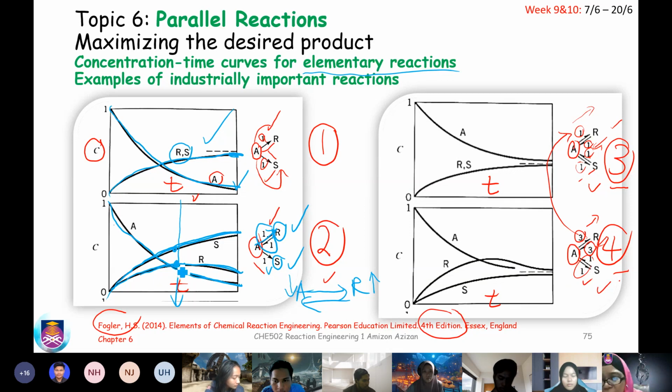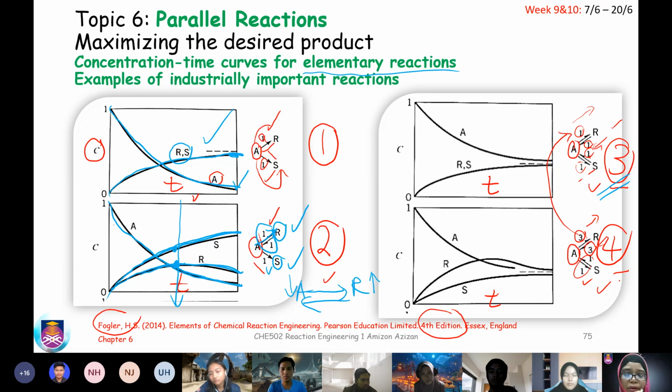But still we know that the concentration of R is lower than the concentration of S because S is being continuously produced, but not the R, due to the reversible reaction. Can we proceed? Okay? So I'm going to go to the third scenario.